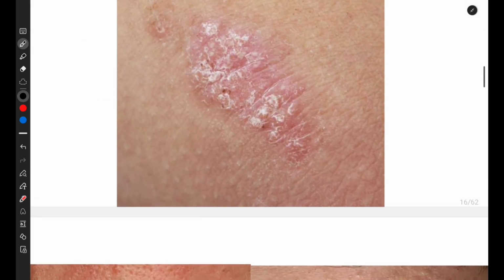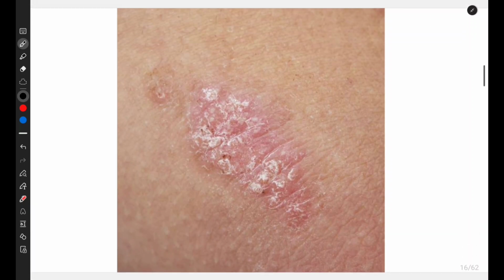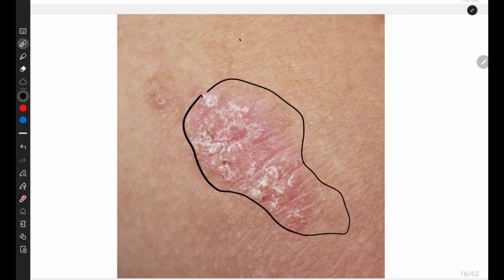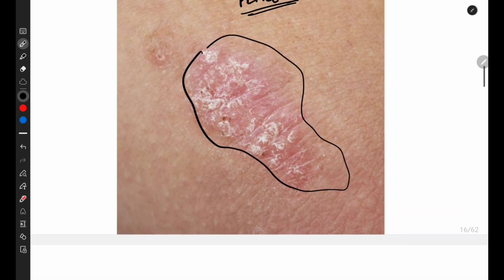So then coming to plaque. Many papules are small, slightly raised lesions. If many papules join together, they will form a plaque. This characteristic is seen in psoriasis.